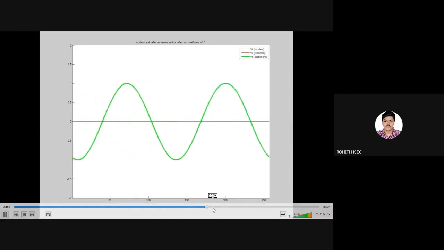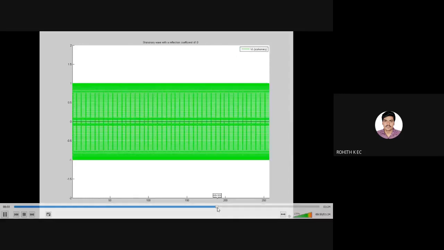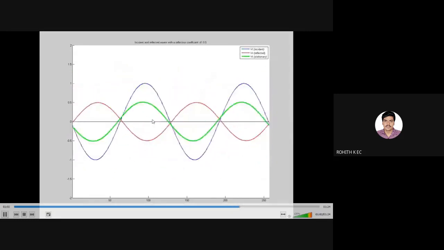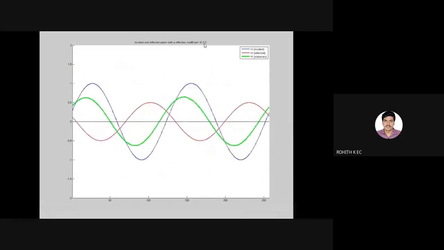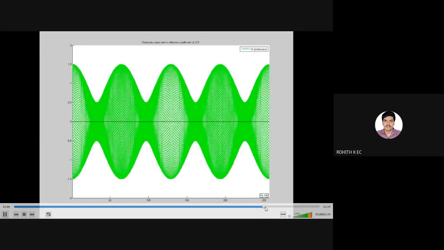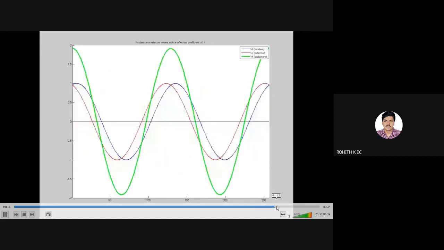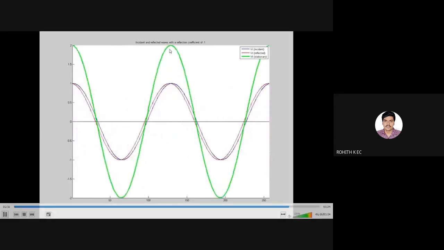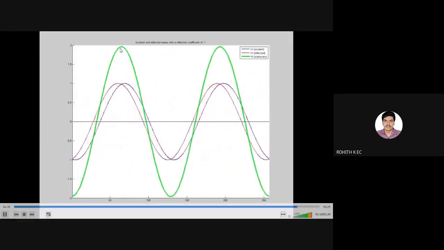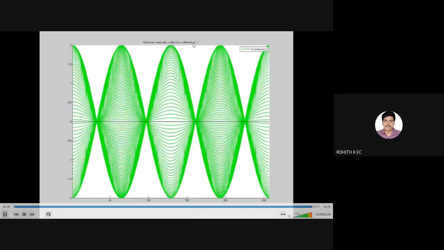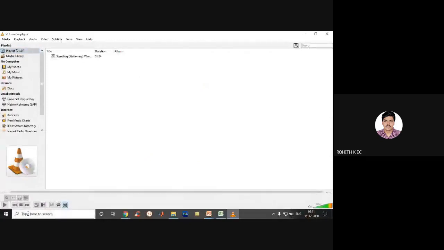But when there is a significant reflection coefficient, this is how your waves look. When your reflection coefficient is 0.5, you will have a standing wave like this. And the larger the reflection coefficient, the larger will be the standing wave. You can see the standing wave Vmax is almost touching 2 volts. So this is the standing wave for a reflection coefficient of 1.